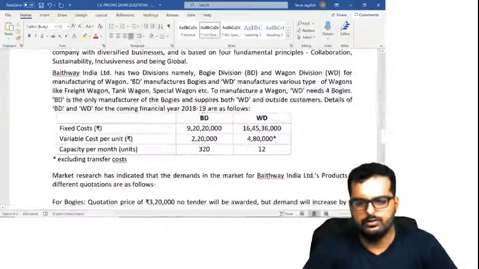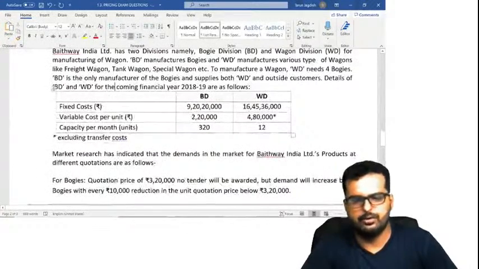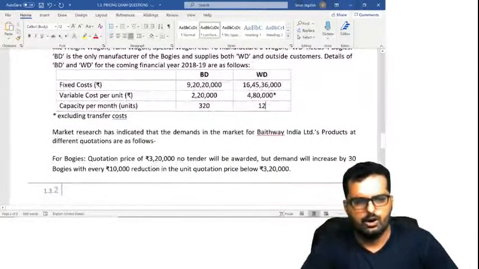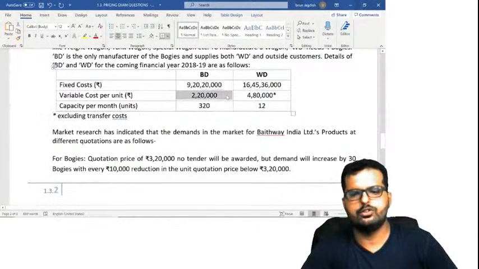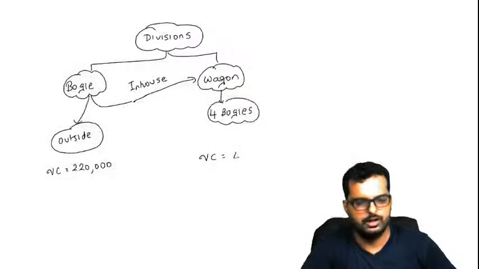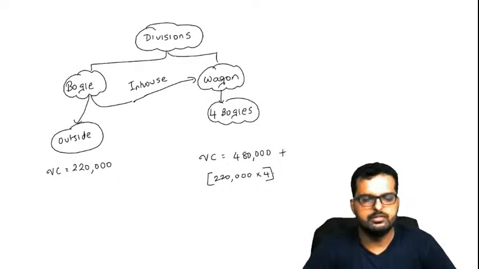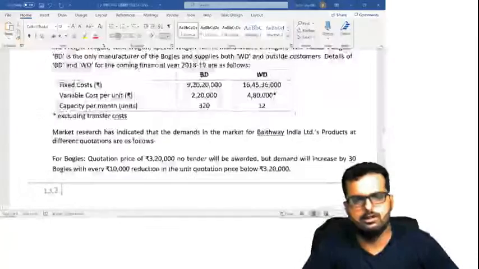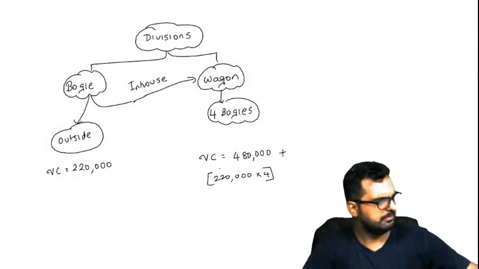Alright, and then down they have given details about fixed cost, variable cost, capacity per month, etc. That we will put separately. Okay, and down they have told it is 4,80,000 is the variable cost here. Here the variable cost is how much? 2,20,000. So I'll write down variable cost is equal to 2,20,000. Here the variable cost would turn out to be how much? It will be 4,80,000 plus transfer cost will also come. That will be 2,20,000 into 4, because 4 bogies are required for making one wagon. Fine friends, can you draw this chart in your books first?